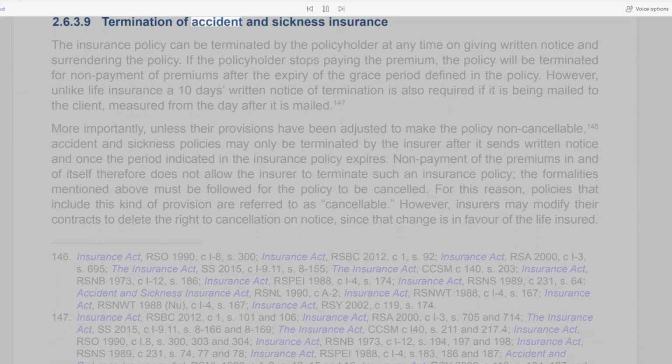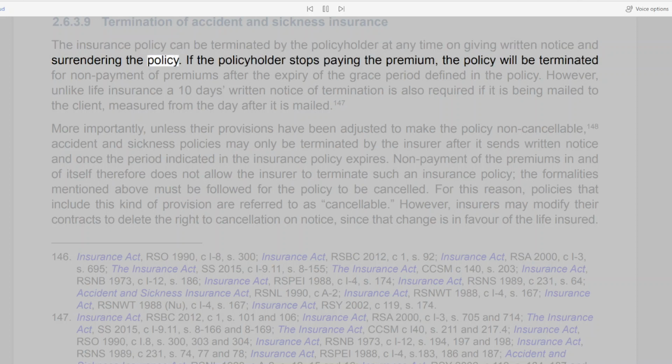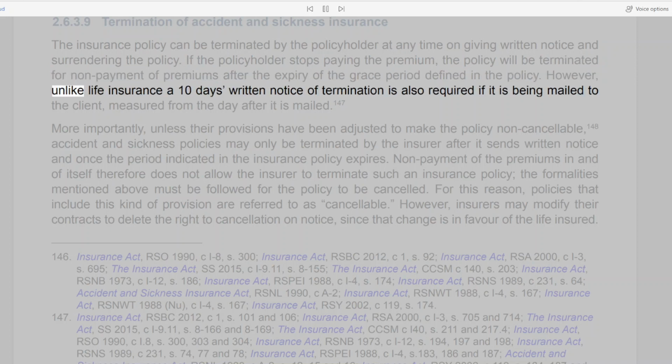2.6.3.9 Termination of accident and sickness insurance. The insurance policy can be terminated by the policyholder at any time on giving written notice and surrendering the policy. If the policyholder stops paying the premium, the policy will be terminated for non-payment of premiums after the expiry of the grace period defined in the policy. However, unlike life insurance, 10 days written notice of termination is also required if it is being mailed to the client, measured from the day after it is mailed. 147.